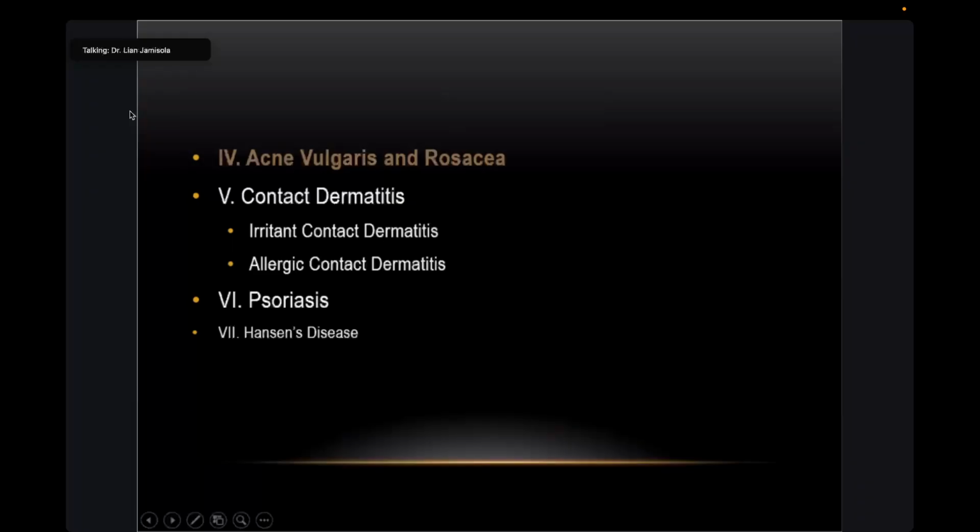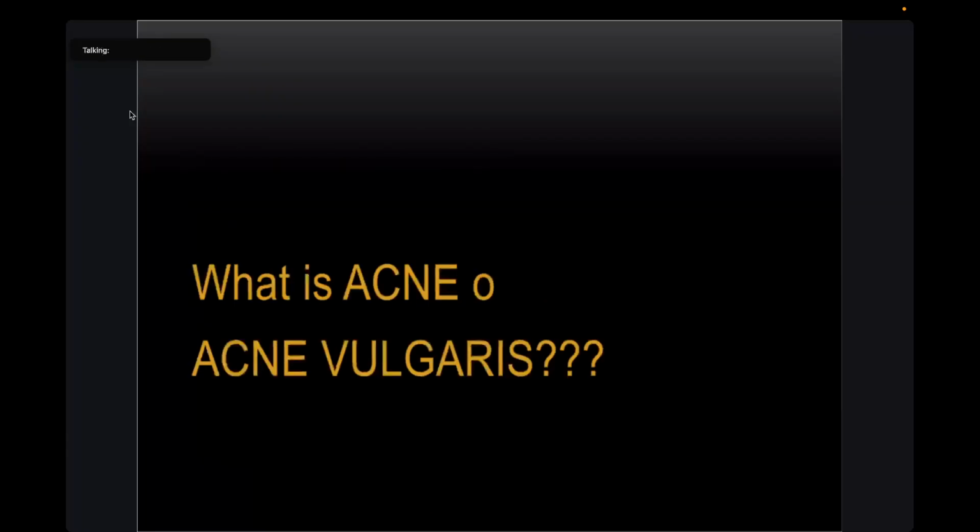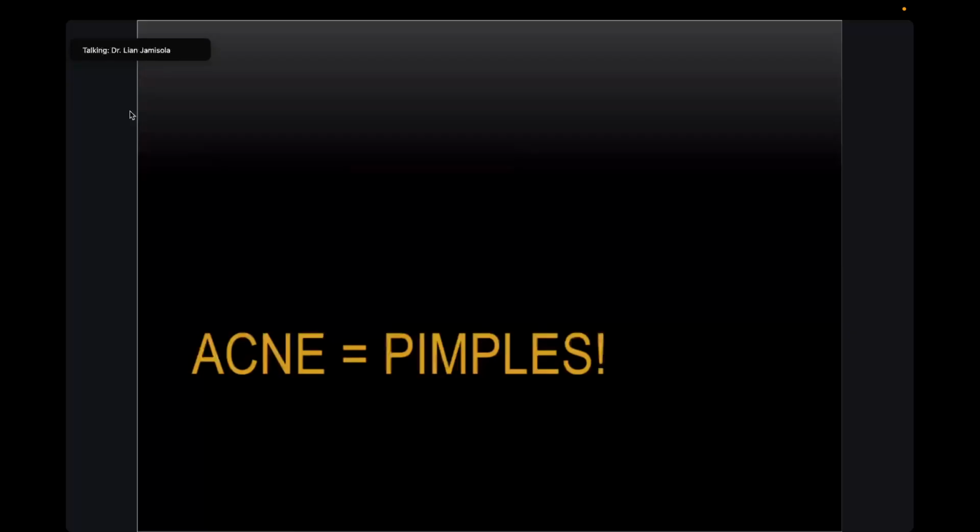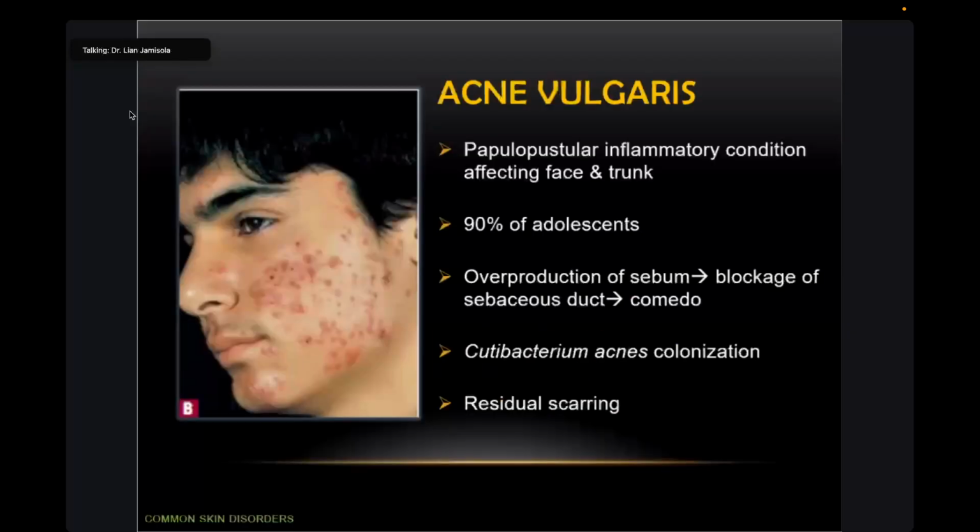Okay, let's proceed with your acne and rosacea, as it's one of the most common reasons patients go to our clinic, no? Acne. Okay, what's acne or acne vulgaris? So basically, it's pimples. It is a papulopustular inflammatory condition affecting the face and trunk, affecting 90% of adolescents. So it is due to the overproduction of sebum, which blocks the sebaceous duct and leads to the formation of comedones. So comedones, yun yung blackheads and whiteheads.